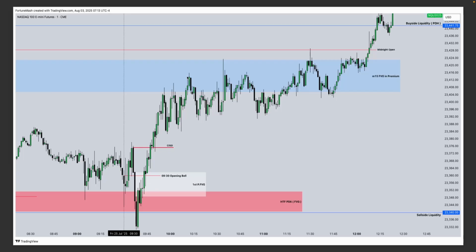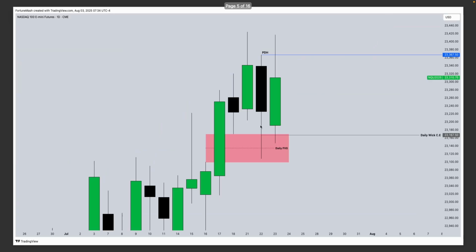And once price reaches the 15-minute premium PDRA, that's where you take a partial and leave the rest for the previous day high or whatever liquidity you're aiming for, and put your stop at break even to run risk free. That's really important. It's really important to pay yourself. So let's move to another example, starting on the daily chart.